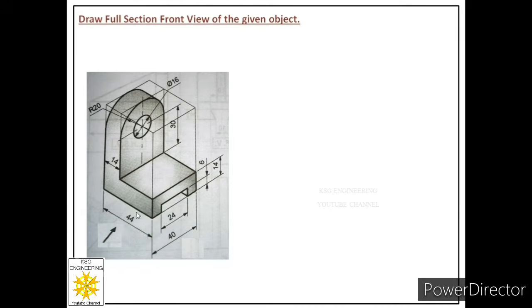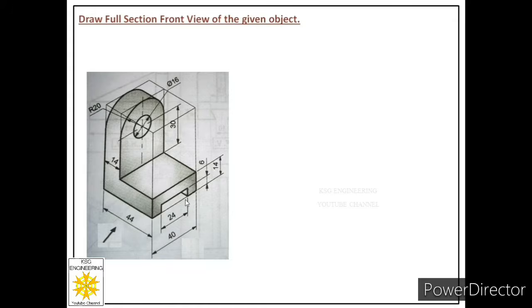Dimensions moving from left to right of the observer will be the length dimensions of the object. Dimensions moving away from the observer are width dimensions, and dimensions moving in our direction are height dimensions of the object. In this case, we have to draw full section front view.